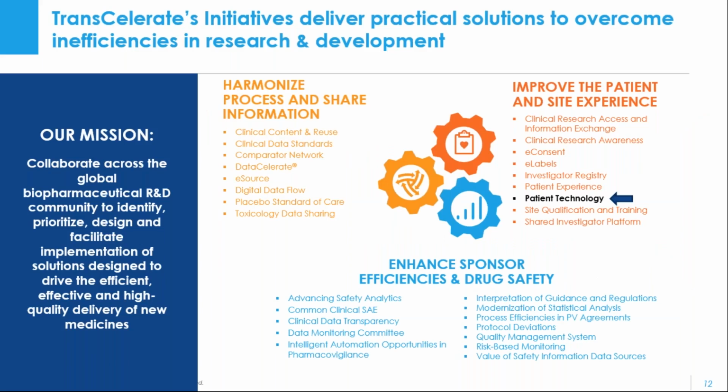Next slide. And so TransCelerate is focused and broken down into these three different strategic areas. The first, to the far left, is harmonizing process and sharing information, and you can see some of the titles of these initiatives underneath this section. We have our enhancing sponsor efficiencies and drug safety at the bottom. This is where our PV group falls. And then what we're going to be talking about today is our group of work called Improving the Patient and Site Experience. As you can see, the listed initiatives here, but with a focus specifically today on our patient technology group.